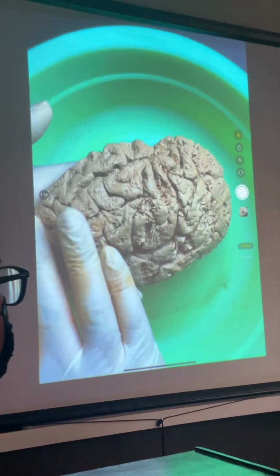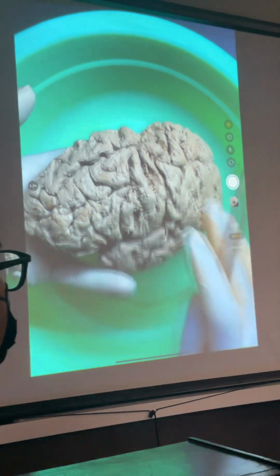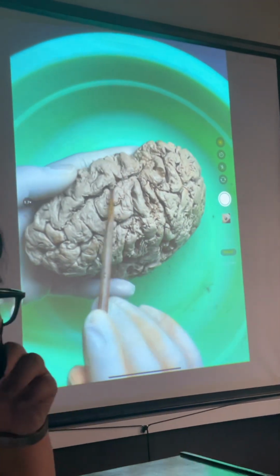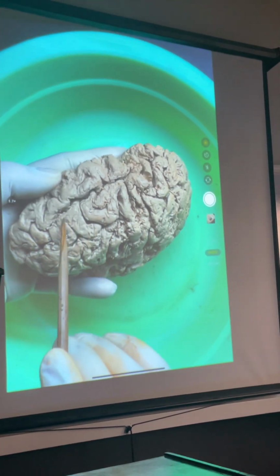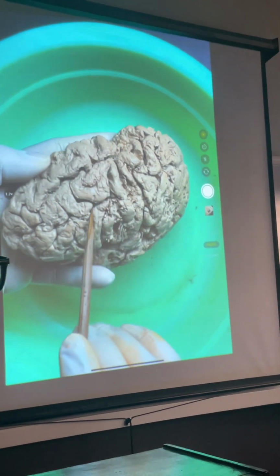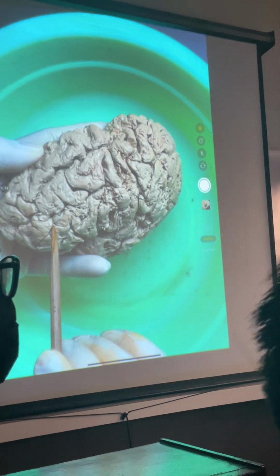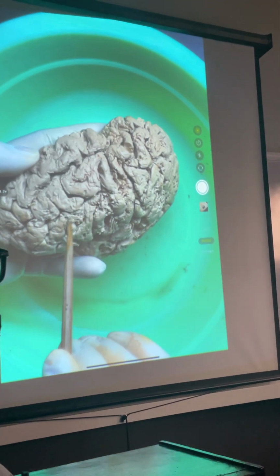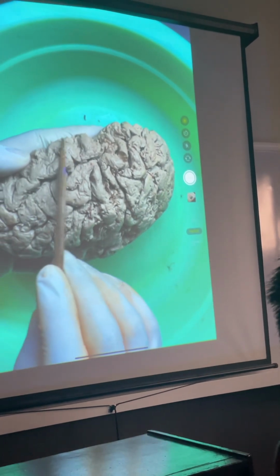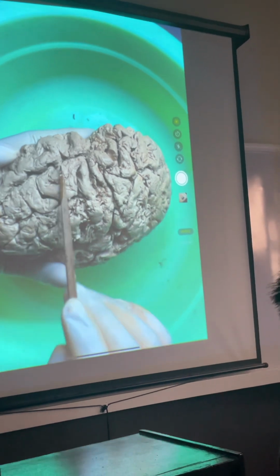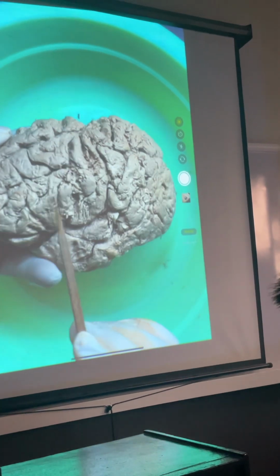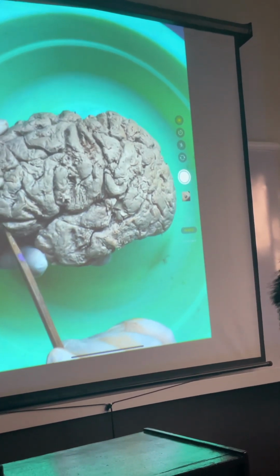If this is the frontal lobe, then there must be the gyrus and the sulci. If you can see here, this is the first sulcus. So this is the superior frontal sulcus, and this is the inferior frontal sulcus. Again, superior frontal sulcus, inferior frontal sulcus. If there's a sulcus, there's a gyrus. So superior frontal sulcus, superior frontal gyrus. Then you have the middle frontal gyrus, inferior frontal sulcus, inferior frontal gyrus.